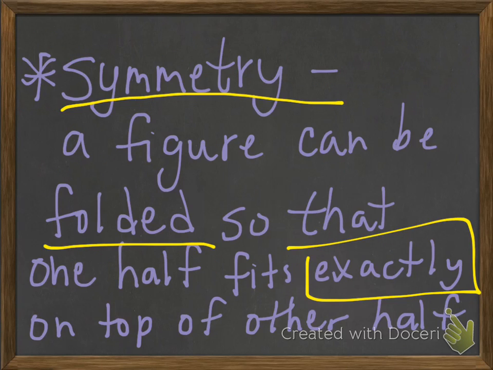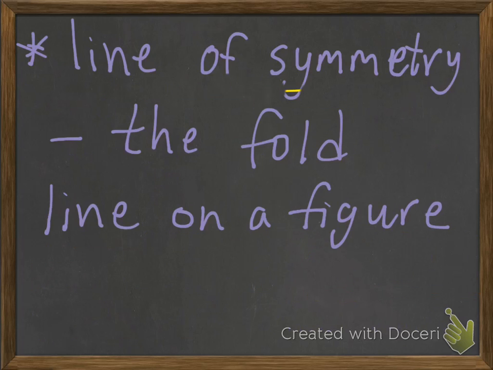Well, let's take a look at some of the vocabulary words, like symmetry. Symmetry is when a figure can be folded so that one half fits exactly on top of the other half. And that's important to know. So if you fold it, one side is exactly the same as the other side, and it can't even be a little bit off. It has to be exactly the same on both sides. Now, a line of symmetry is the fold line on the figure itself. That's what makes it have the symmetry. It's the line itself.